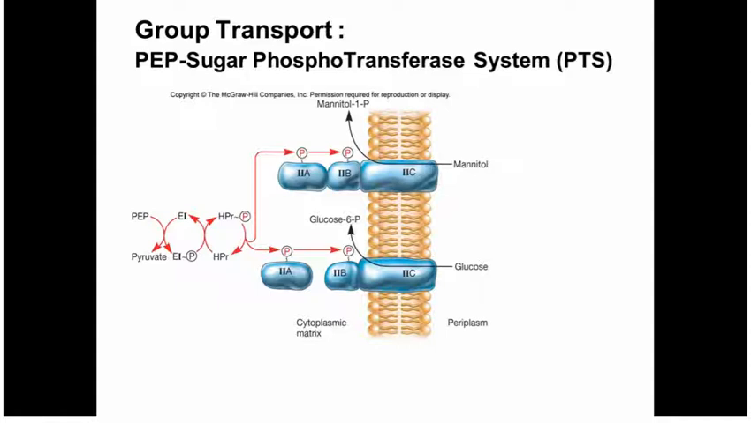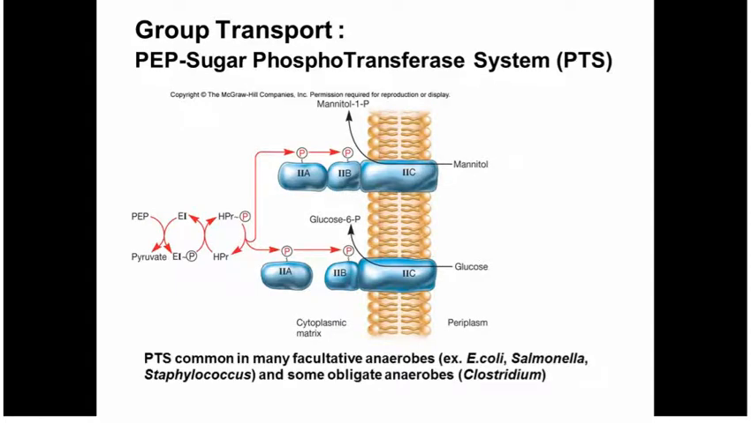Okay, so far so good. Now, the only other thing to say about this is that these subunits in the system, enzyme 1 and the heat-stable protein, are the same whatever the sugar is. But the enzyme 2 groups are going to be specific for particular sugars. So this is very common in many facultative anaerobes, some obligate anaerobes, and absent in most obligate aerobes.